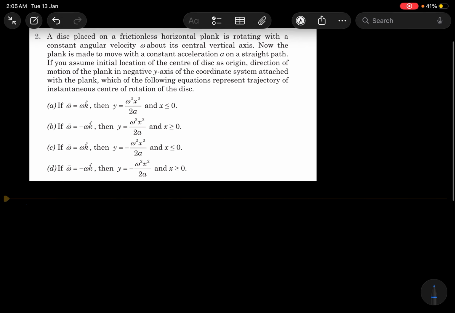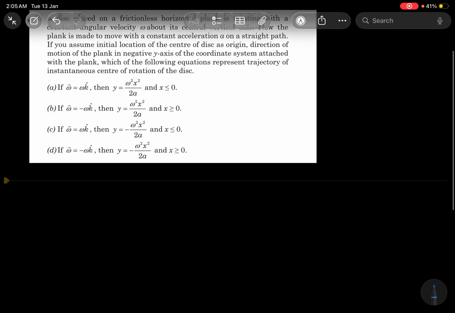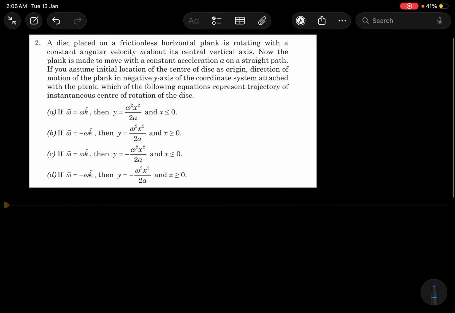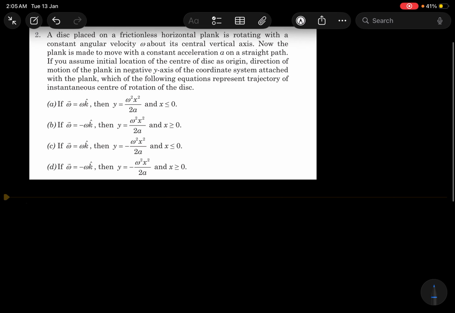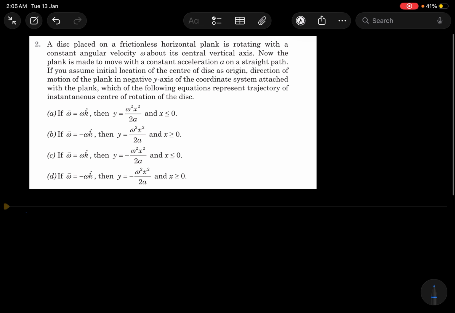It has pretty difficult questions, and this one is also pretty difficult, I'll say. Not very difficult, but pretty difficult. Okay, so let's read the question. A disk is placed on a frictionless horizontal plank and is rotating with a constant angular velocity omega about its central vertical axis. Now the plank is made to move with a constant acceleration a on a straight path.